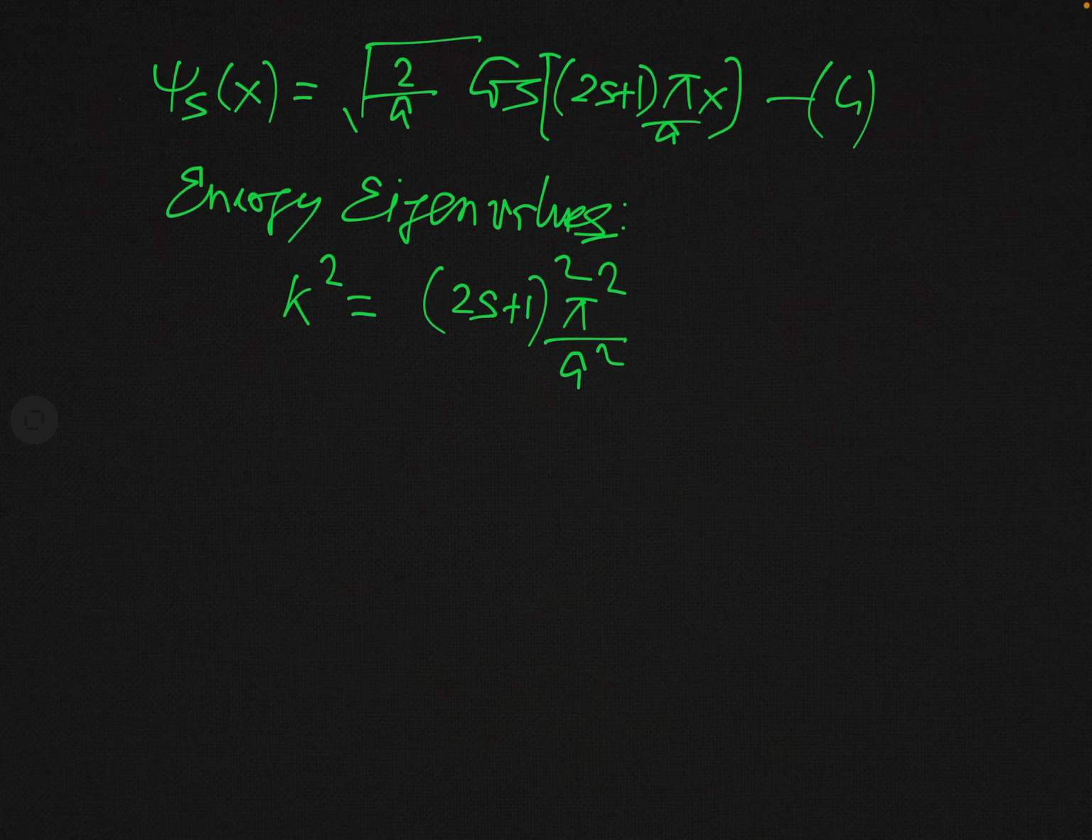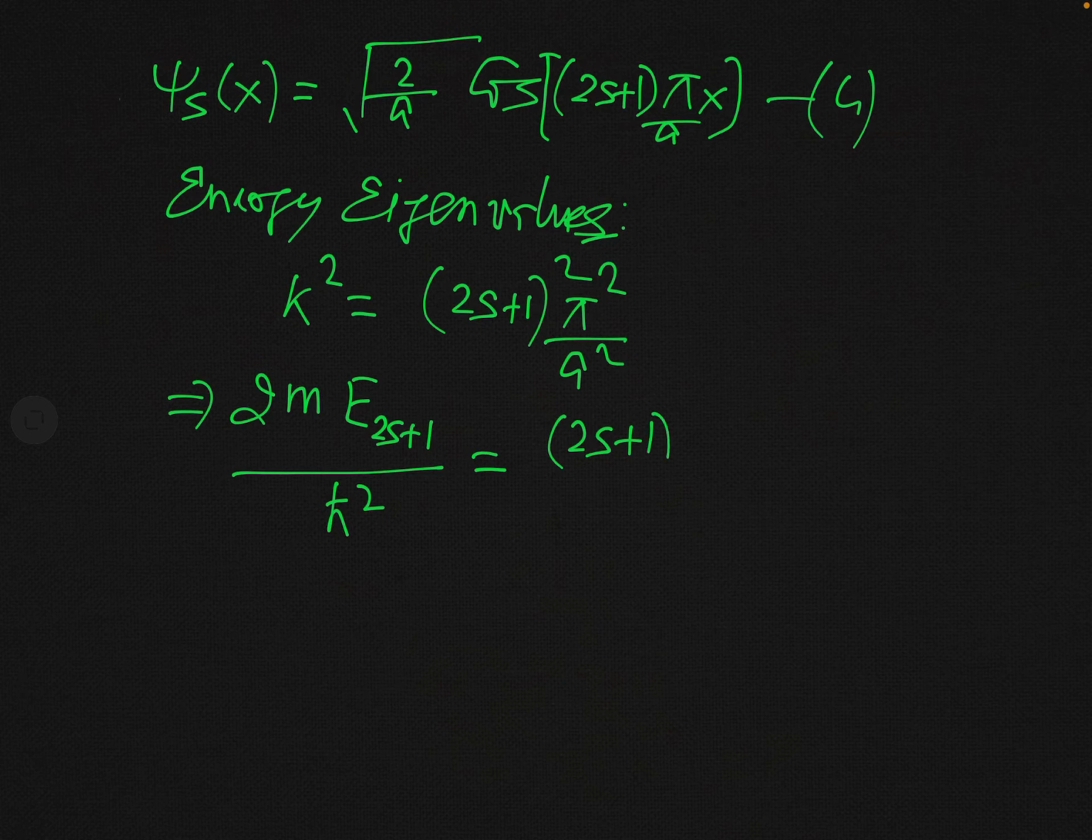Pi square over a square. And you have seen that this k square is 2mE over h bar square. Now we will write this E as E_{2s+1}, and this will be (2s plus 1) whole square pi square over a square.